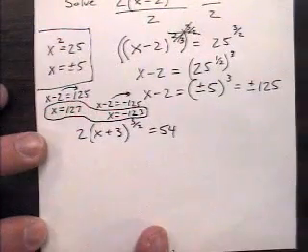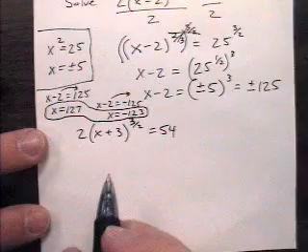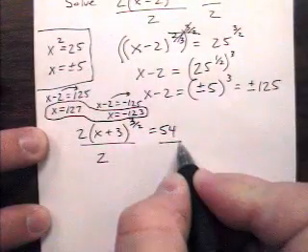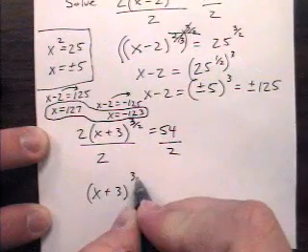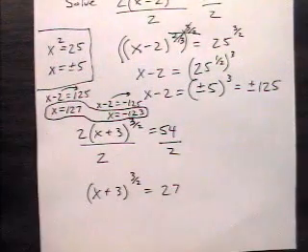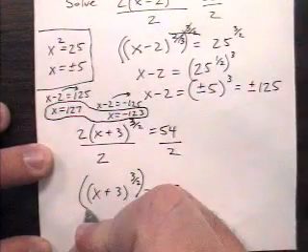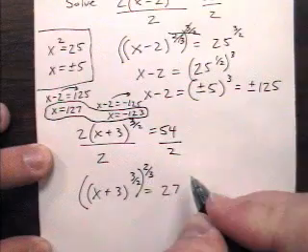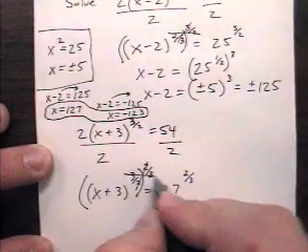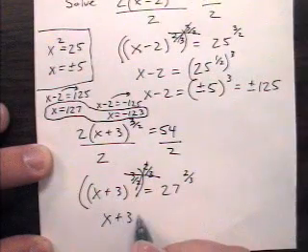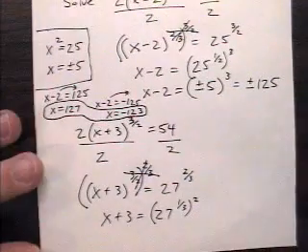Let's try another one of those. See what happens on this one. I know it's kind of hard to see. That's a 3/2 exponent. The first thing I do is divide by 2 because I've got to isolate the radical. So we have x plus 3 to the 3/2 equals 27. Okay, to get rid of that 3/2 exponent, we're going to raise both sides to the reciprocal exponent 2/3. These will cancel out, leaving me x plus 3 equals the cube root of 27 squared.